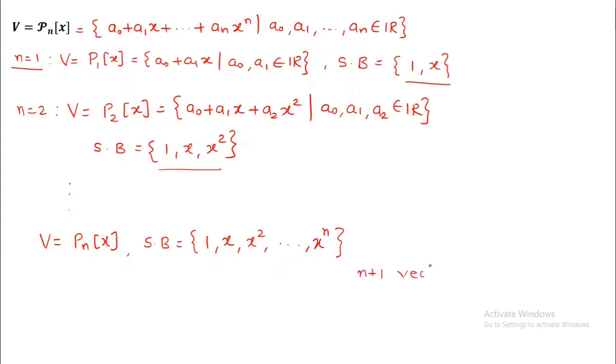So if you take any basis of pn of x in general, it is going to contain n plus 1 vectors.